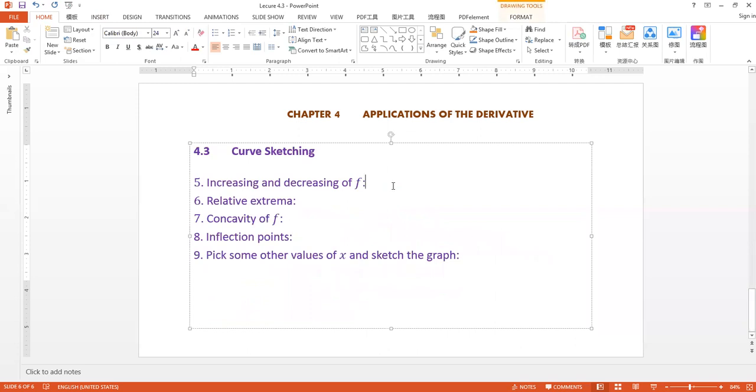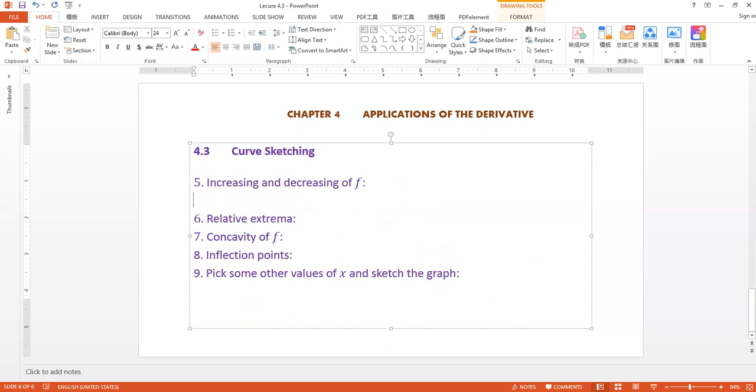Okay. Increasing and decreasing of f. So this time we have quite a few things to do. We're going to use the first derivative. We know that when the first derivative is positive, the function is increasing. When the first derivative of the function is negative, then the function is decreasing. All right. So now we need to find the derivative of the function.